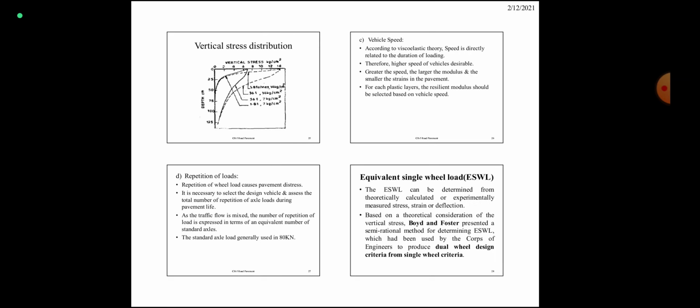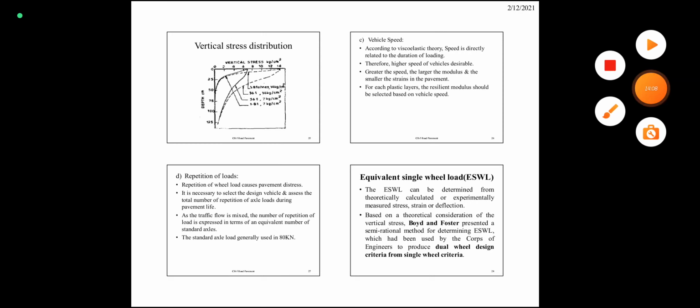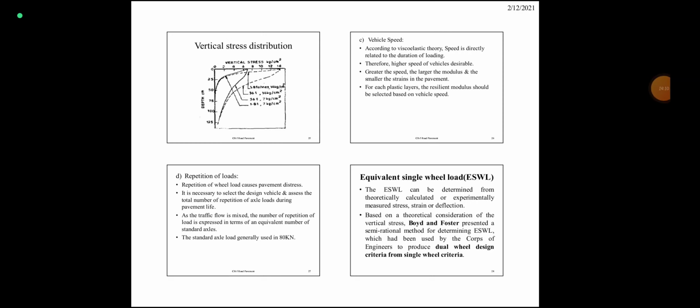Equivalent single wheel load, ESWL. The ESWL can be determined from theoretically calculated or experimentally measured stress, strain, or deflection. Based on a theoretical consideration of the particle stress, Boyd and Foster presented a semi-rational method of determining ESWL, which had been used by the Corps of Engineers to produce dual wheel design criteria from single wheel criteria.